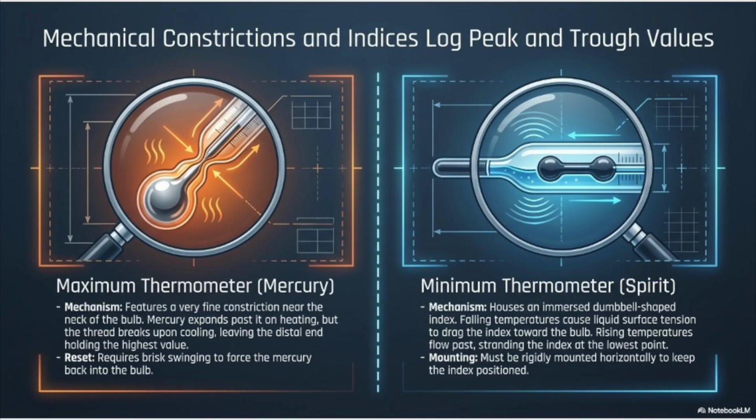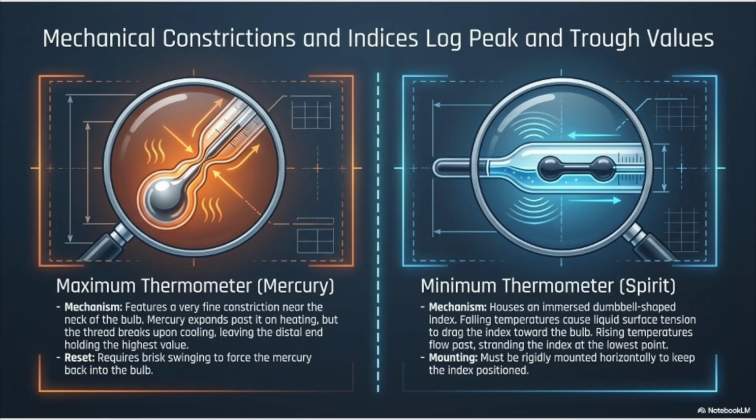Beyond standard temperature readings, mechanical constrictions and indices allow us to log peak and trough values over time. The maximum thermometer uses mercury and features a very fine constriction near the neck of the bulb. Mercury expands past this constriction upon heating, but the thread breaks upon cooling, leaving the distal end holding the highest recorded value. Resetting this instrument requires brisk swinging to force the mercury back into the bulb.